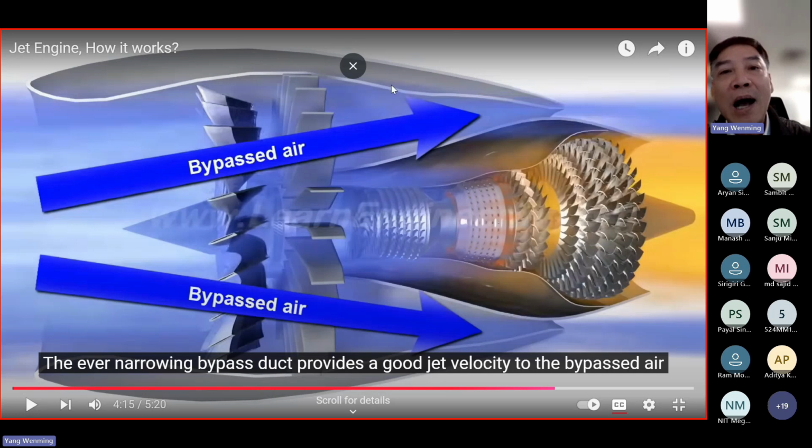Okay, secondly, you can see that when 80% of the fresh air flows through this flow path, this flow path is also designed as a nozzle, correct? From the inlet to the outlet, you can see the flow path decreases, which means that this design is a convergent nozzle.